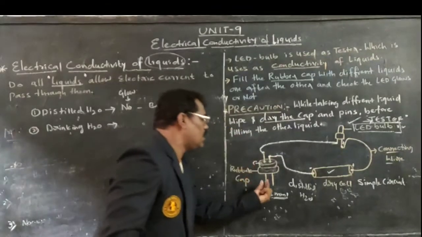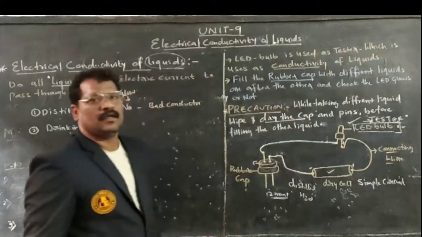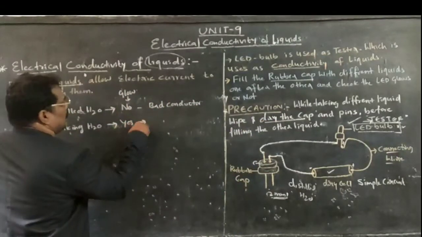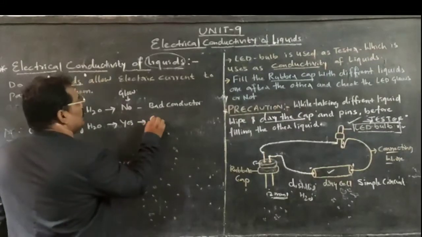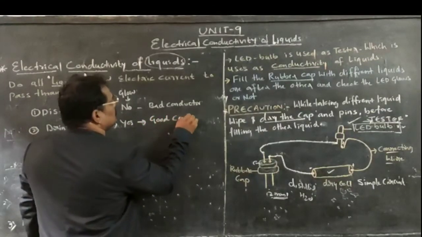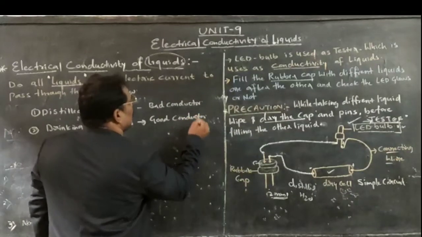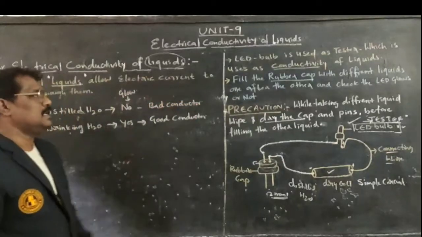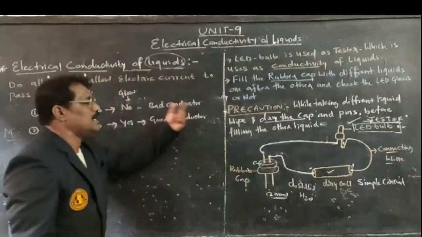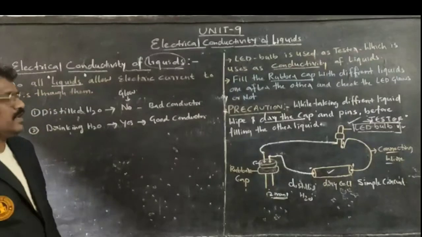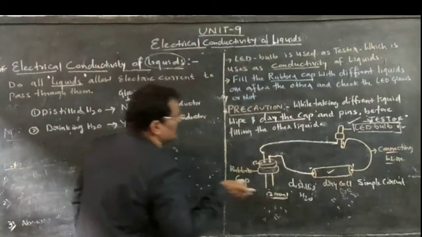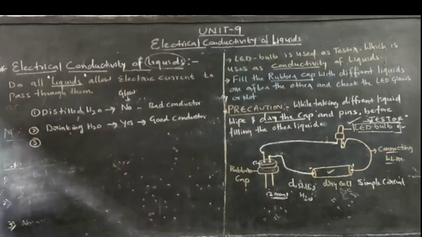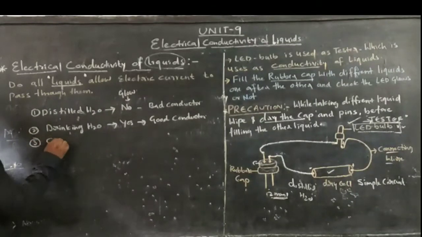After taking drinking water, slightly hold these two pins and observe the bulb reading. We'll observe that the bulb glows continuously. As the bulb is glowing, we can say that it is a good conductor. It is conducting electricity. Distilled water is not conducting electricity, whereas drinking water is conducting electricity. After that, again replace the drinking water with some other liquid, coconut oil.